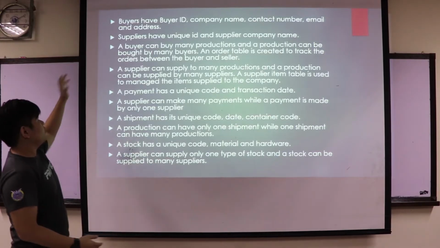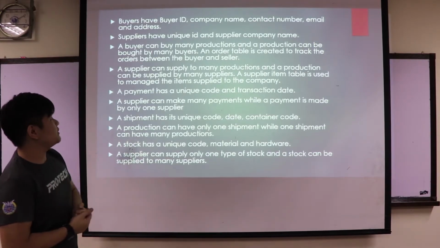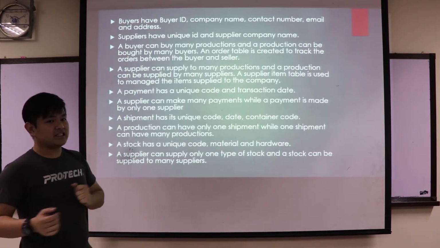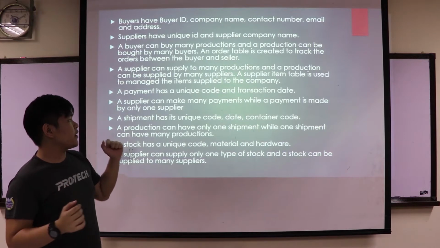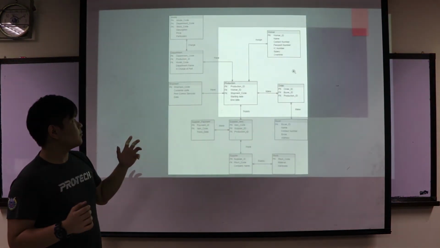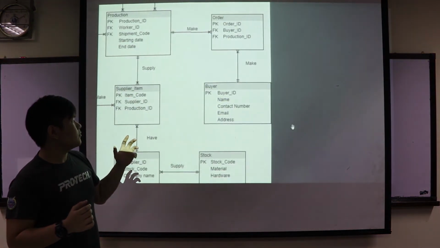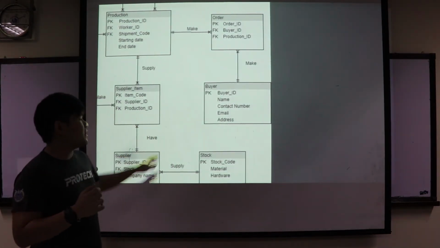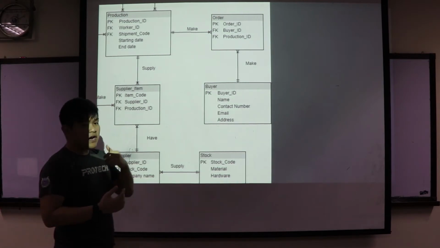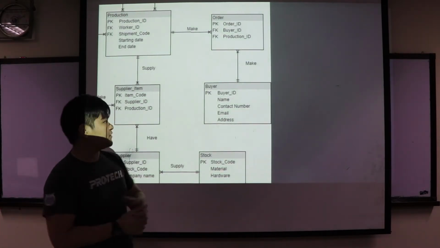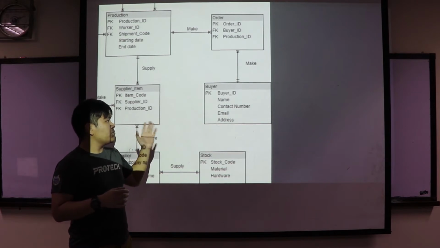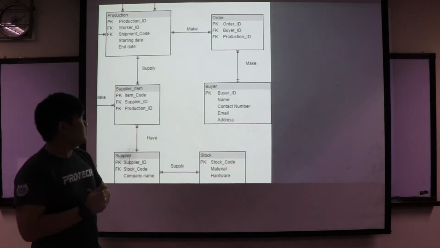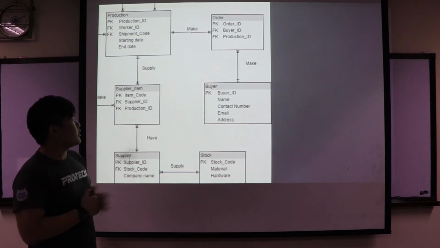Based on this point, buyers have buyer IDs, company name, contact number, emails, and address. Based on the diagram, we need to list out the buyer table and its primary key and attributes. The buyer ID will be the primary key of the buyer table, and the names, contact numbers, emails, and address will be the attributes of the buyer table. And back to the question.